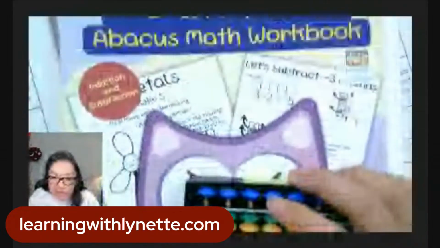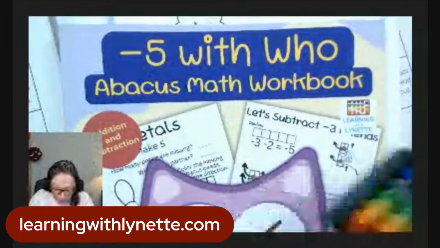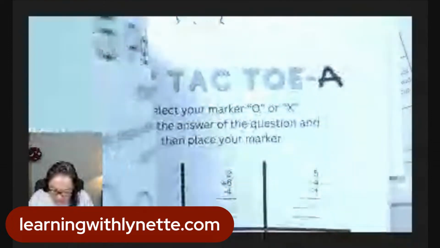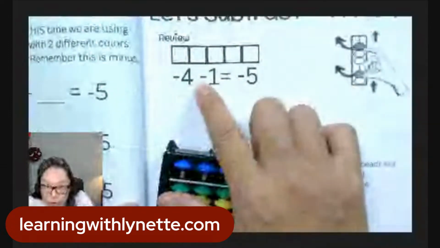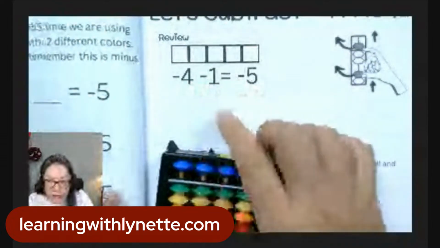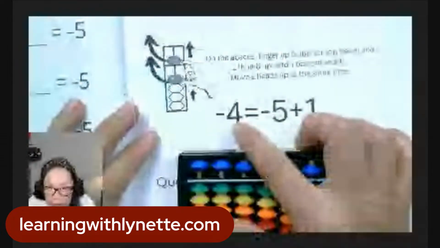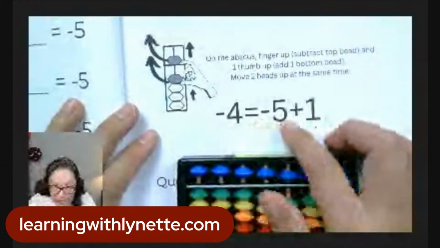Right? So it's the same thing with adding, it's subtracting. The only thing that's different is the signs. So here we do minus 4 minus 1 is equal to minus 5. We modify it to do minus the 4 is equal to minus the 5 plus the 1.